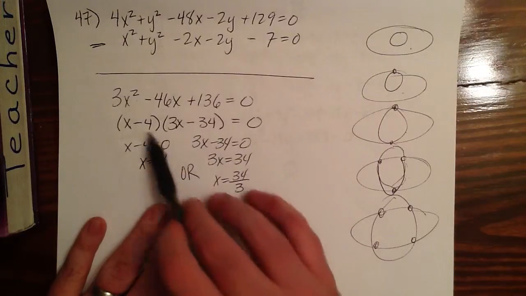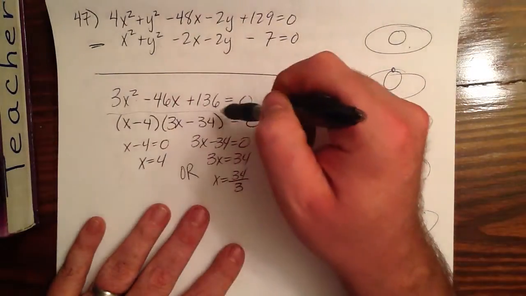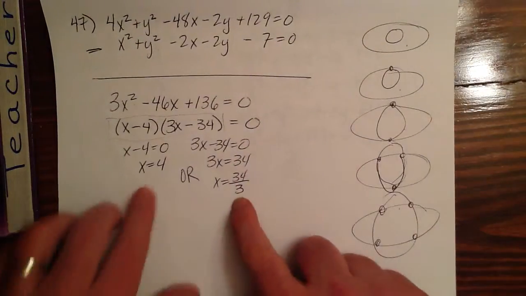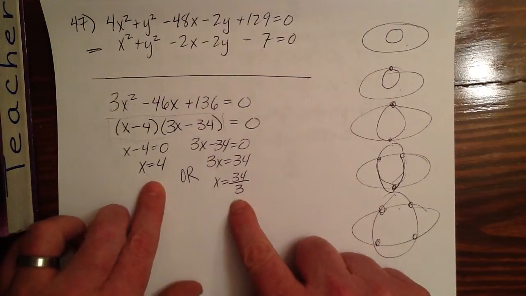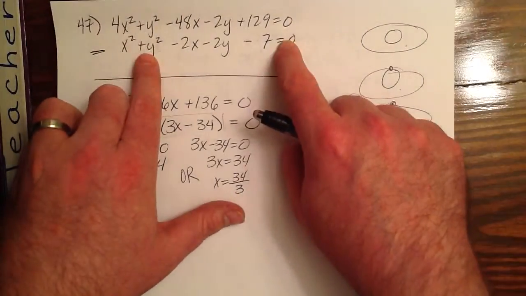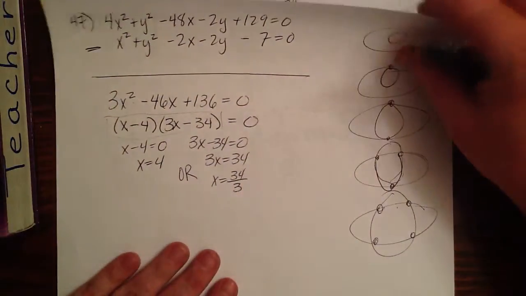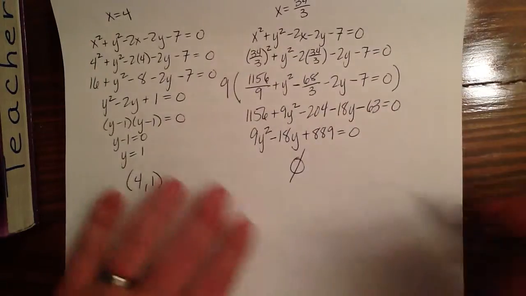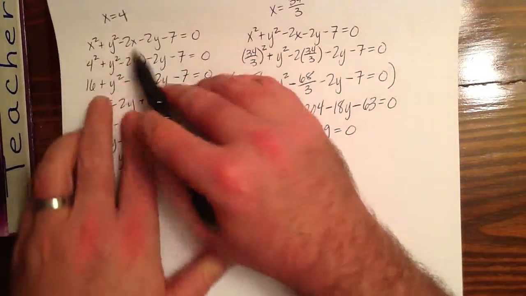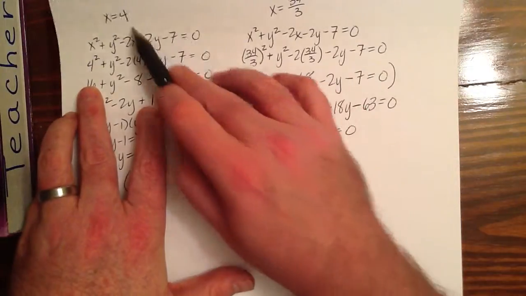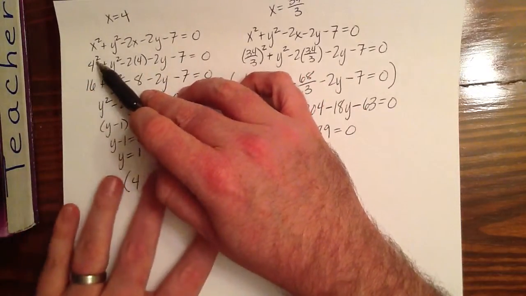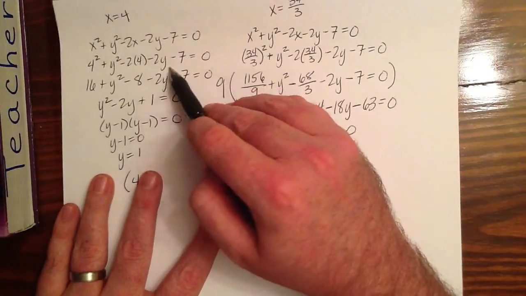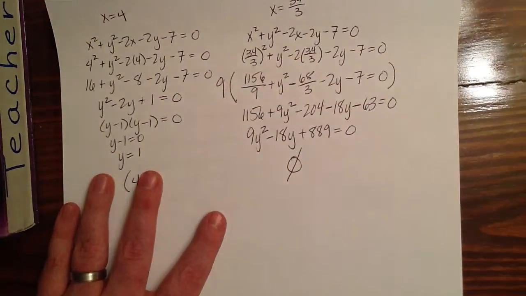You could have also used the quadratic formula if those factors didn't jump out at you, because they're not obvious. So we have two possible values for x. We're going to plug those back into our circle and get our possible y values. We've got 4 and 34/3. So if x is 4, you take the circle equation and plug in x equals 4. So 4 squared plus y squared minus 2 times 4 minus 2 times y minus 7 equals 0.